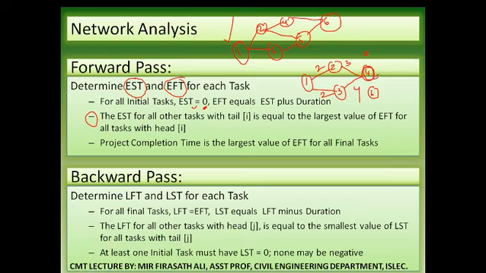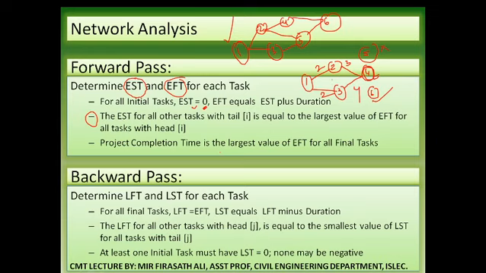We will not consider the smaller value. We will consider the greater value. That's what this point talks about: the earliest start time for all other tasks with tail I is equal to the largest value of earliest finish time for all tasks with head I. Project completion time is the largest value of earliest finish time for all final tasks.